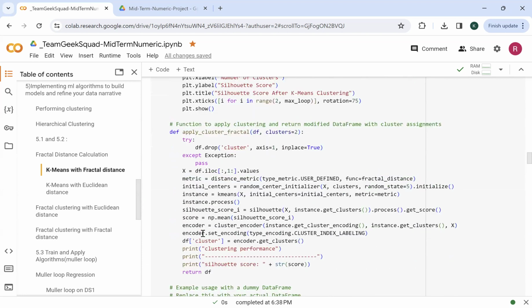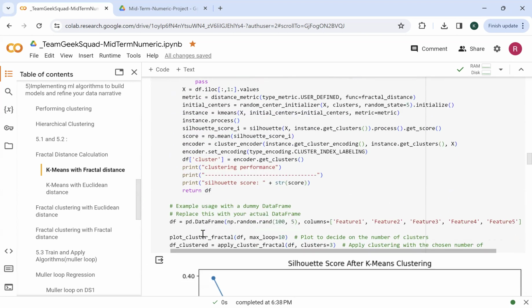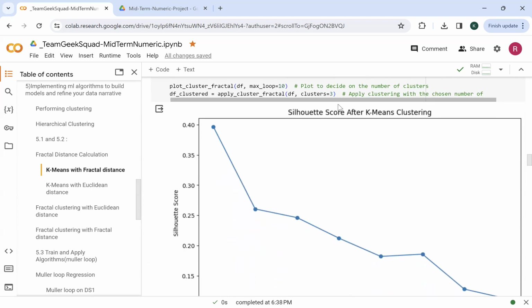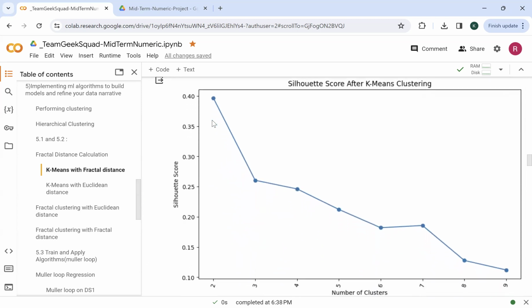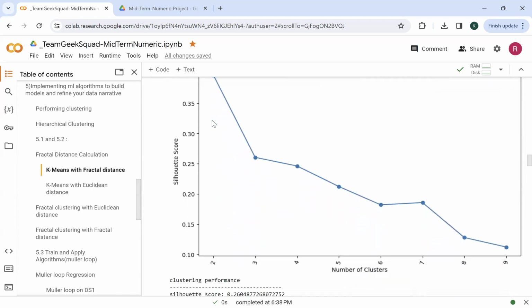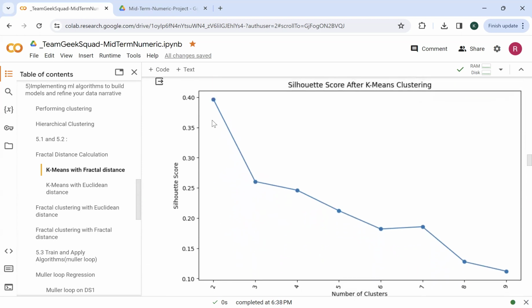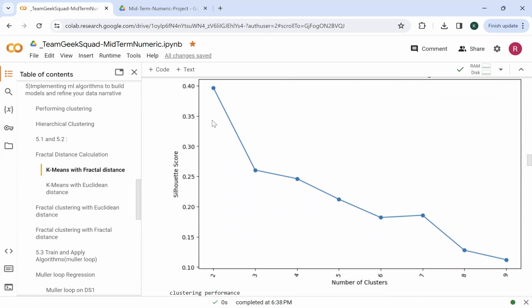Next, we have performed the clustering and the silhouette score, the SSC, is found out. And we can take a look at the graph, the silhouette score after the k-means clustering. The silhouette score value decreases with the increase in the number of clusters.